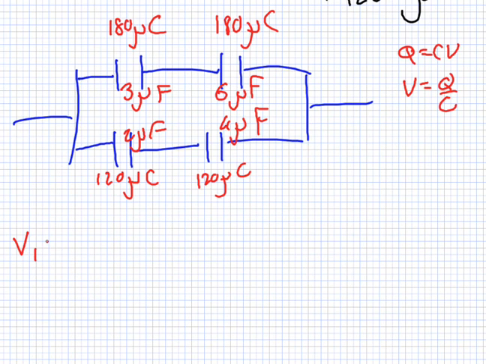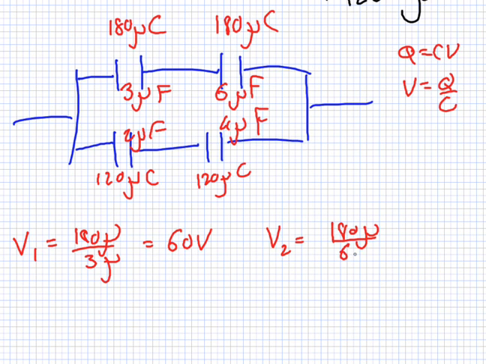So voltage 1 is 180 micro over 3 micro, which is 60 volts. Voltage 2 is 180 micro over 6 micro, which is 30 volts, sorry. What must the total be between the two? Total voltage? 90, so of course it should be 30.